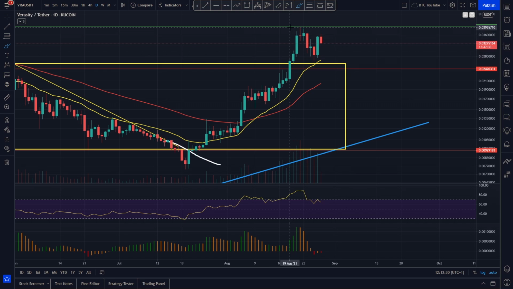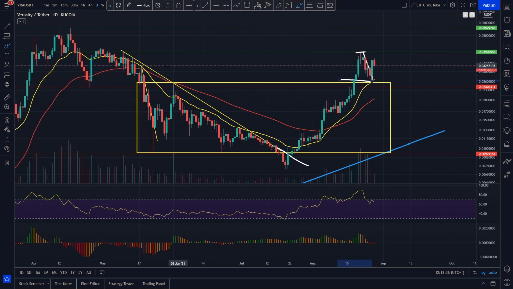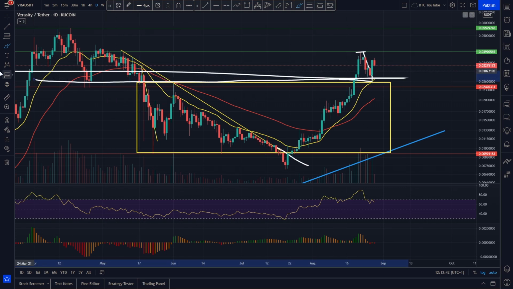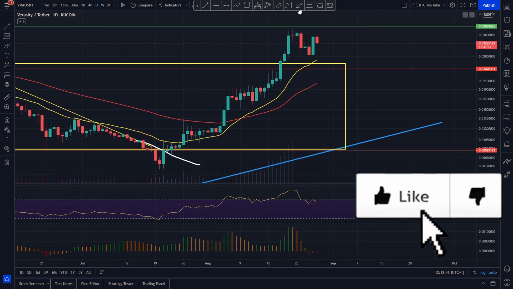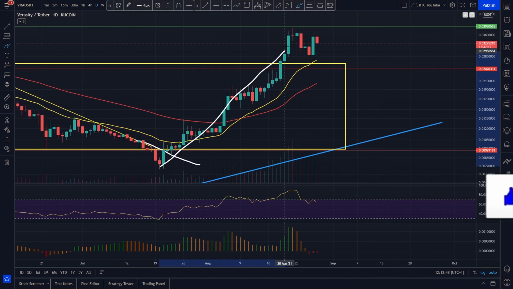You can see we've come all the way up to 4 cents, come back down to find support at this previous level, in and around that previous range high, resistance flipped into support again, somewhere around here. As you can see, it's looking really good, isn't it? Verasity is breaking out of all kinds of levels right now. It's coming back down. It's trying to find some support. We've obviously made this higher high.